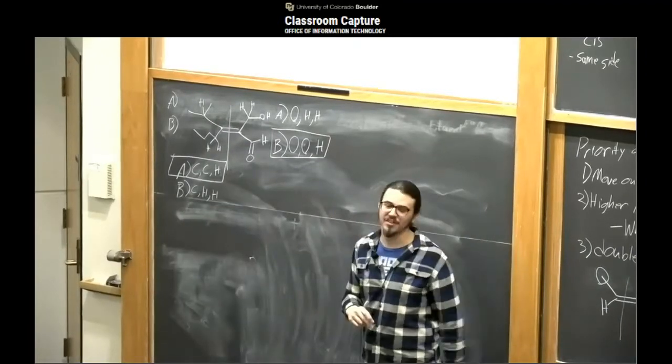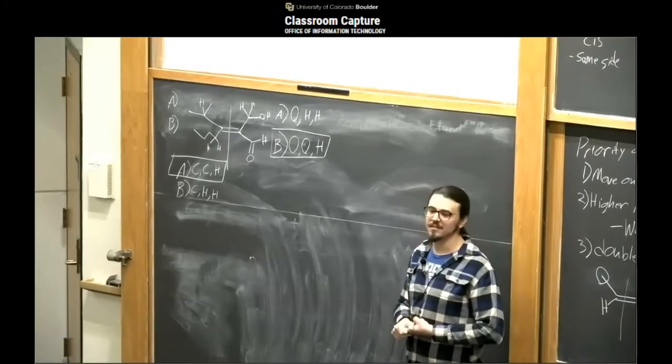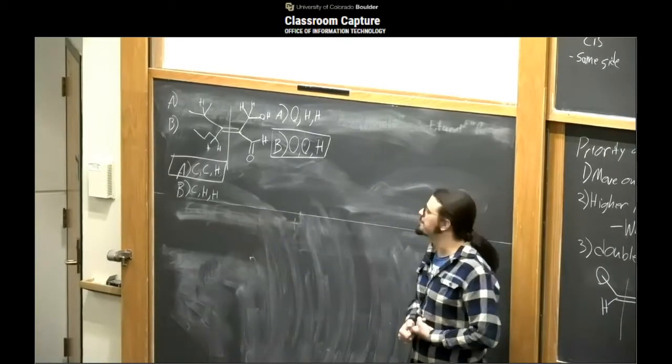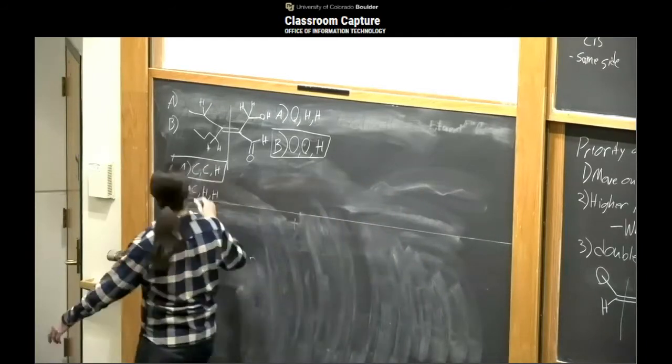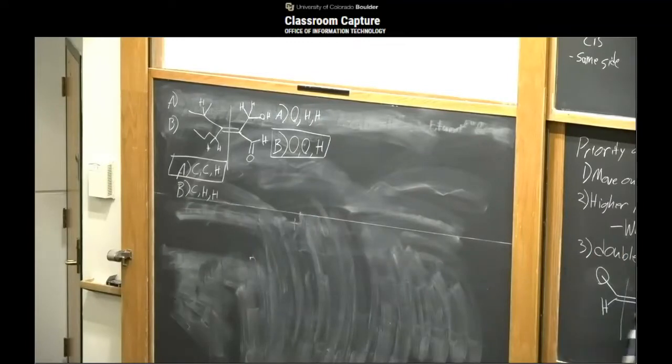So then, to go back to the nomenclature, is this going to be an E or a Z alkene based on the priorities? Yep, E, because we have the higher priority group on the opposite side for both of these cases.